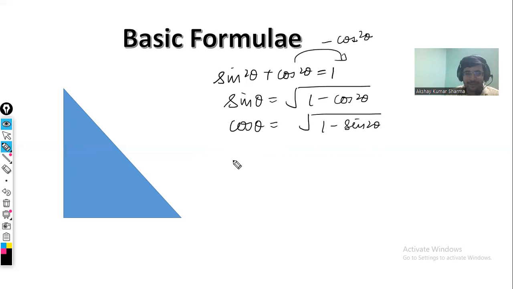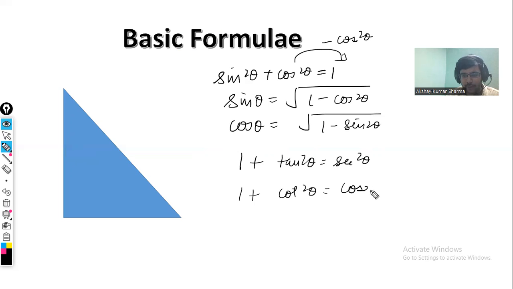Similarly, we can do it for the other two formulas also: 1 plus tan squared theta equals sec squared theta, and 1 plus cot squared theta equals cosec squared theta. Guys, you need to just try to solve these formulas using the Pythagoras theorem. I'm just solving one for you all.